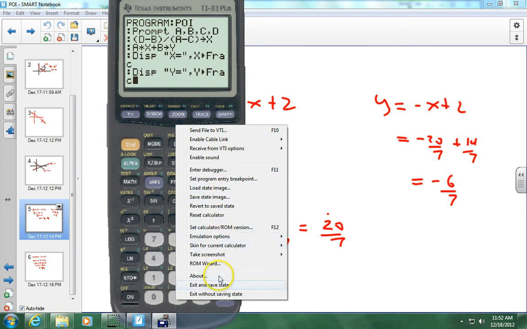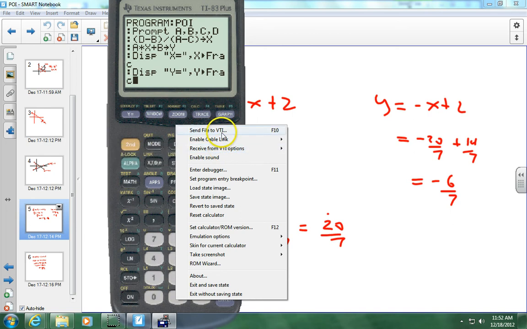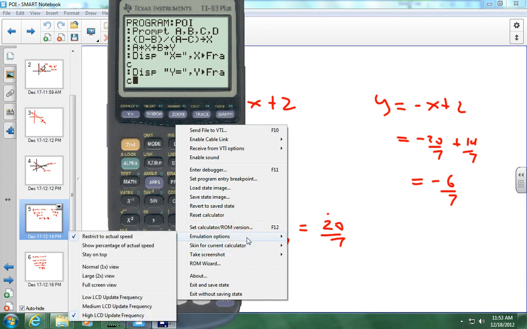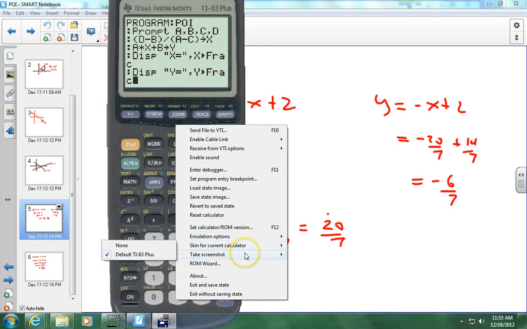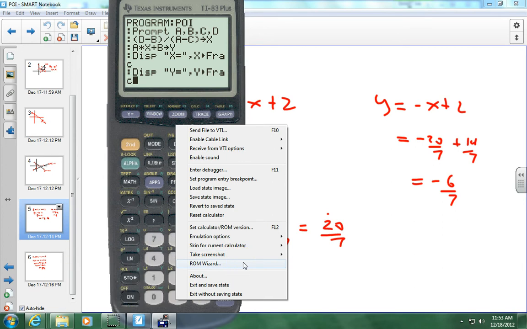wait, is there a way to actually make a file out of this? Send file to VTI? No. Is there a better way to print? Excuse me. Receive from VTI? No. Send file to VTI? No. Load state, save state, revert state, set calculator, emulation. Wait, what's an emulation? Anything interesting? No. No. I could take a screenshot. Does that work? Has anyone tried that? Screenshot? Okay, ROM wizard. About. Save her. Maybe a screenshot.